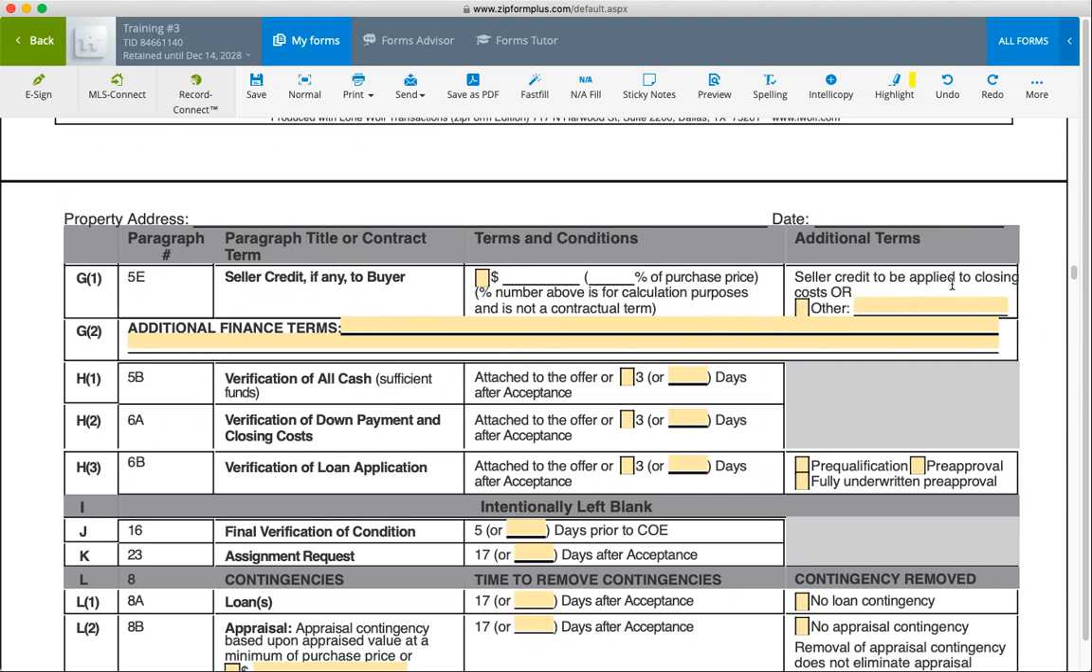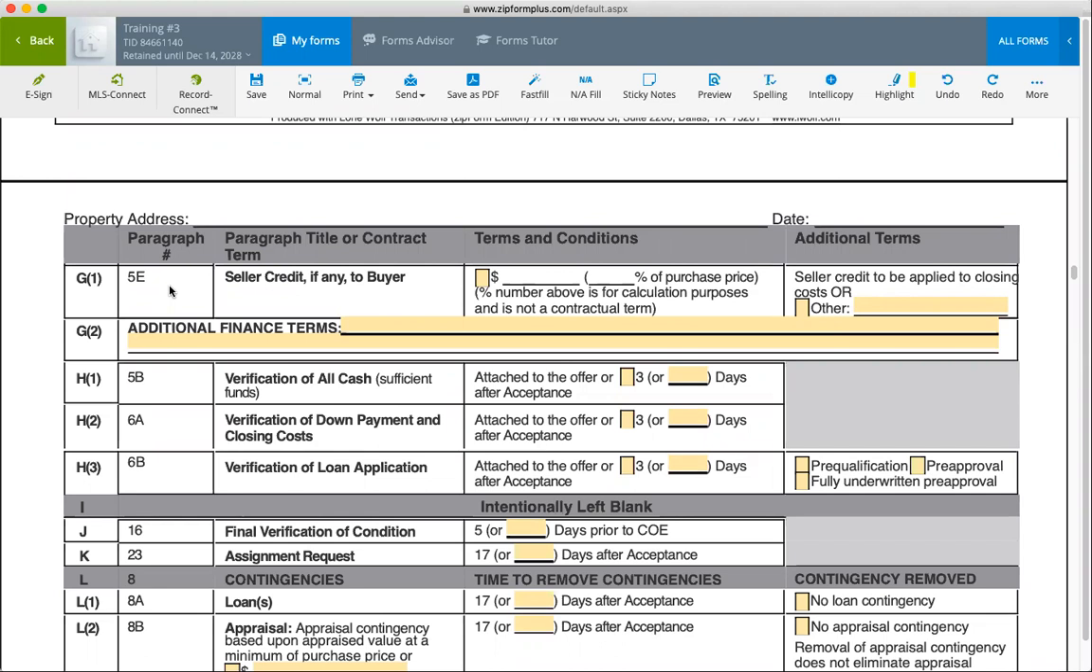It shall be applied, the credit shall be applied to closing costs. When we get to paragraph 5E, you'll see that there's a proviso in there that if this credit exceeds what the lender is willing to allow the buyer to have, so you ask for 6% of the purchase price for closing costs, and closing costs are only 3%, then the buyer doesn't get the rest of that money. The seller gets to keep it.